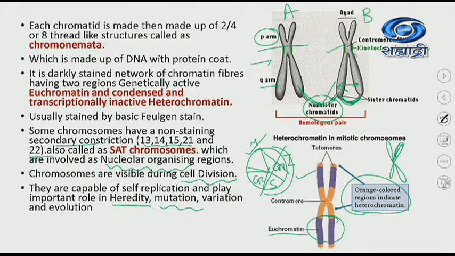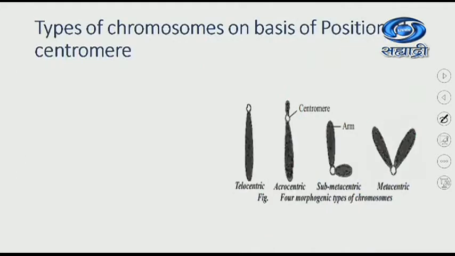Centromere, primary constriction, kinetochore, we have already discussed. Euchromatin, active region, heterochromatin, inactive for transcription. Of course, it has some other functions. So this is all about the structure.